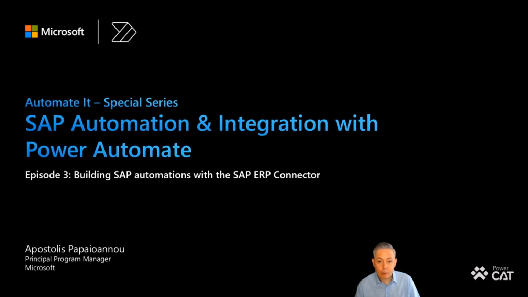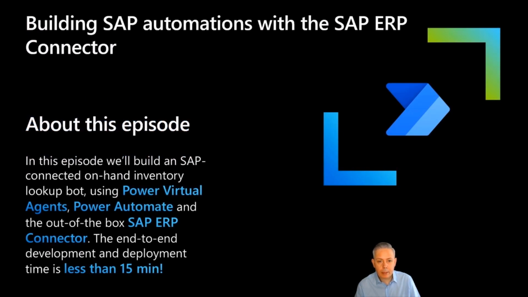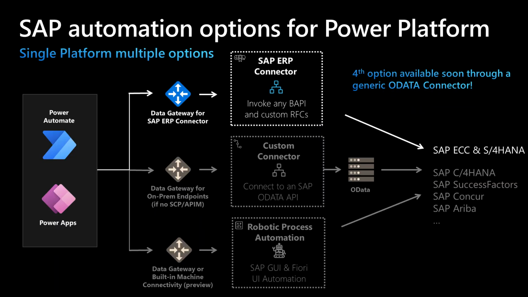Hello and welcome back to the third episode of the Automated Special Series that is focusing on SAP automation and integration with Power Automate. In this series, we will be building an SAP on-hand inventory lookup bot using Power Virtual Agents, Power Automate, and the out-of-the-box SAP ERP Connector. The end-to-end development and deployment time is really less than 15 minutes.